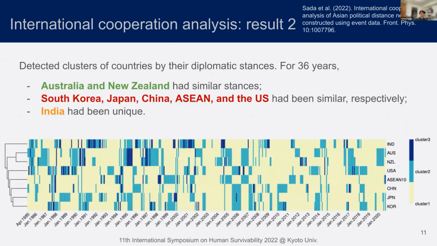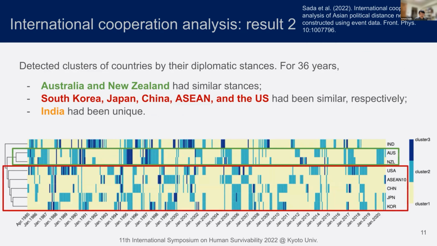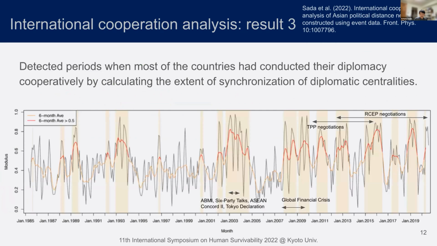This is the second main result. For 36 years, we identified the clusters: Australia and New Zealand, South Korea, Japan, China, ASEAN, and the US, and unique India. This is the third main result. We detected periods when most of the countries had conducted their diplomacy cooperatively.